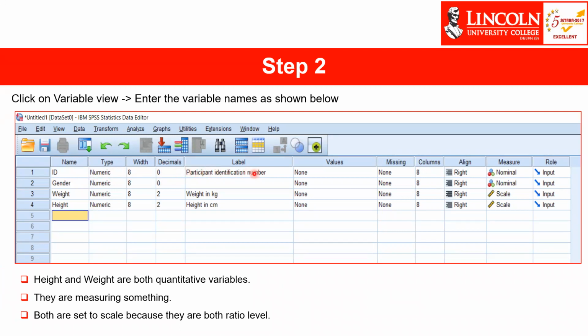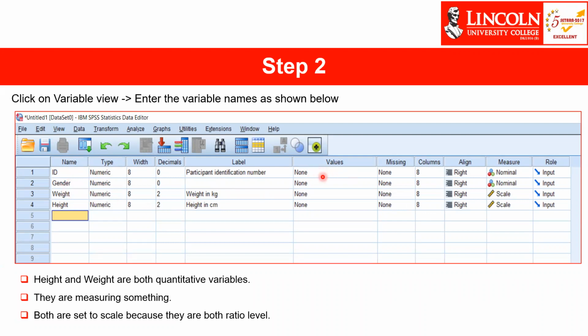Then here we have label. Label gives the description about the variable. Okay, so it's good for you to have a label because it will make you understand why you created this variable, even if you revisit the data after a month or 2 months, or 3, or even a year or 2.